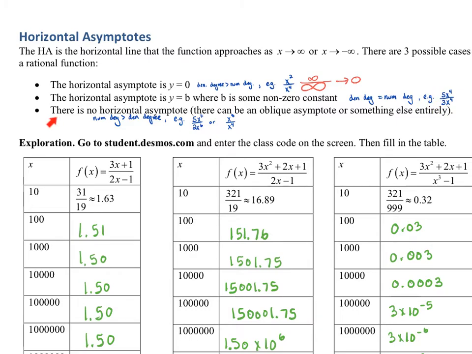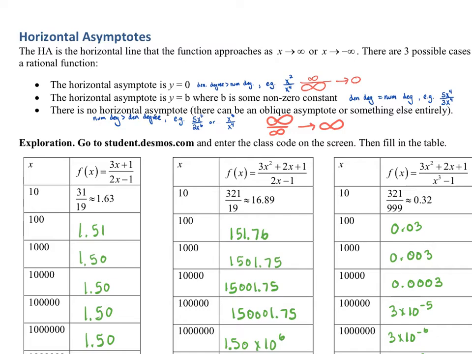And the third case is there is no horizontal asymptote. It could be oblique or something else entirely. And this happens when the numerator degree is bigger than the denominator degree. So like you had an x to the 7th over an x to the 6th, or an x to the 8th over an x to the 4th. And this is kind of the reverse idea, where the infinity on top is much bigger than the infinity on bottom, and so it pulls this whole ratio up toward infinity.